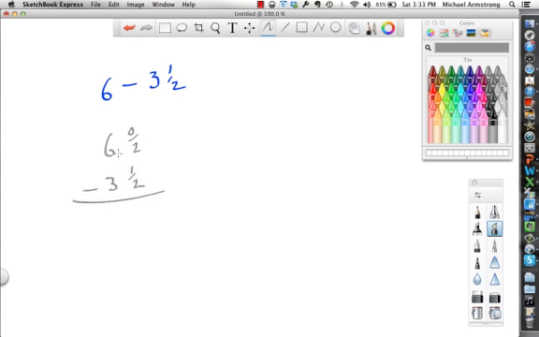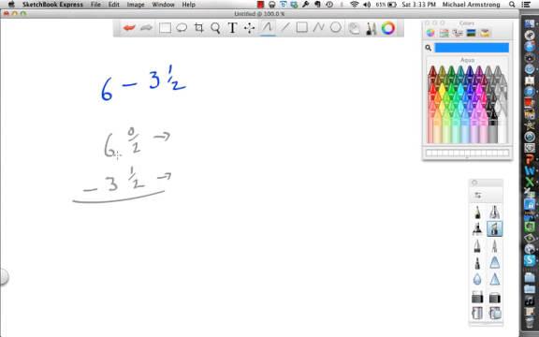Now you see, it's really just 6. But I can use any number of any size piece I want. We're using halves down here, so we might as well do 6 and 0/2, take away 3 and 1/2. But we still have to change it. Because 0/2 is too small. We can't take 1/2 away from it.